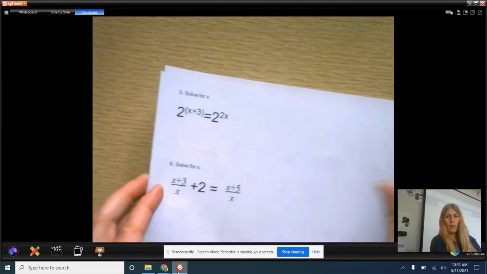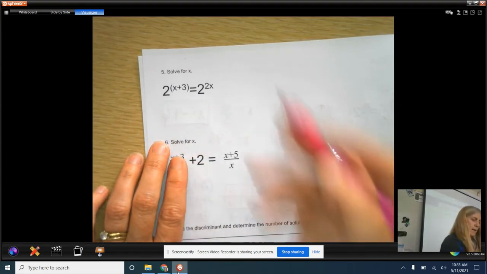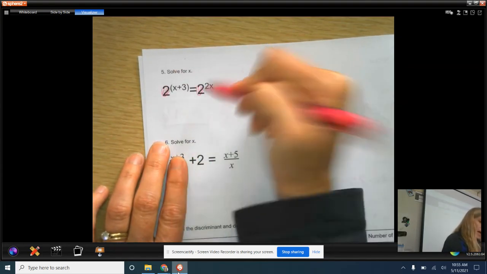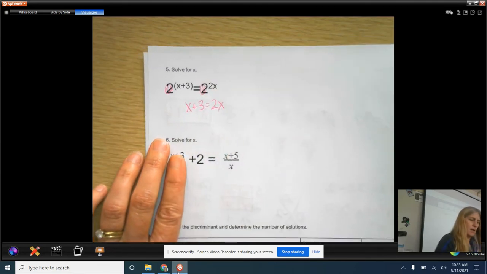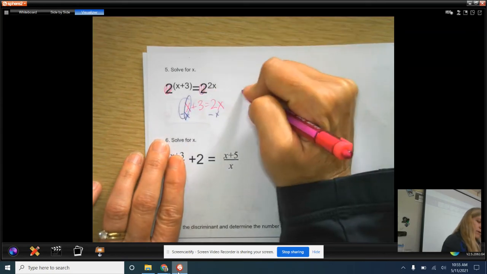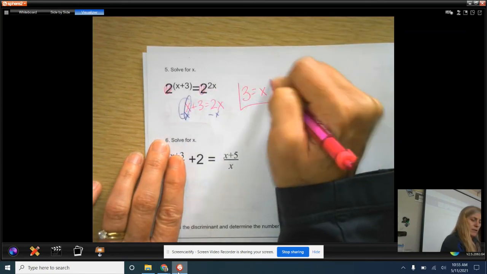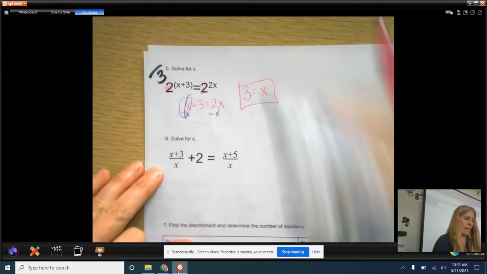Okay, so we're starting the same way. This one, however, our bases are already the same, so they're going to go away. And we have x plus 3 is equal to 2x. We're going to subtract x from both sides, and 3 is equal to x. So 1 point for the work and 1 point for the correct answer of 3.